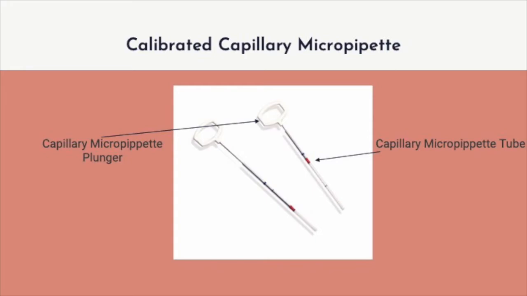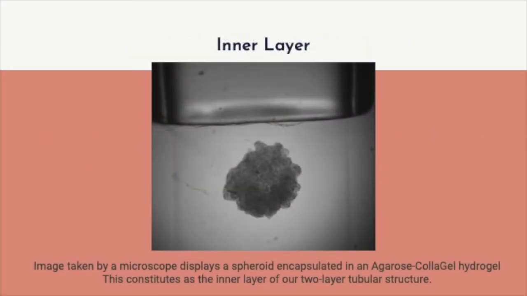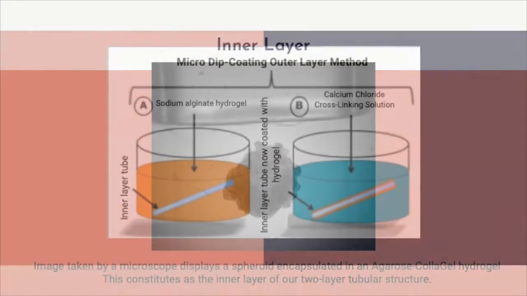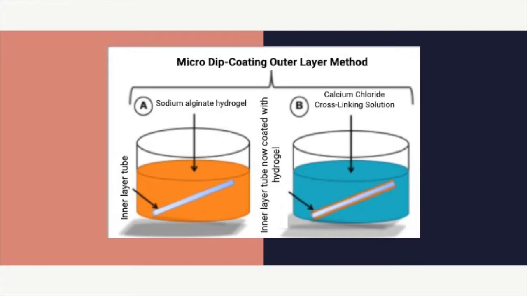Therefore, the inner layer is created by utilizing this capillary micropipette. Once a homogeneous solution of both the collagen, agarose hydrogels, and MCF7 tumor spheroids are combined and created, using this micropipette, the spheroid which is now encased in this hydrogel solution is collected, forming a tubular structure. Here's an example of a spheroid encapsulated in this agarose collagen hydrogel, which represents our inner layer. The methodology behind our outer layer is a micro-dip coating method, where the tube created for the inner layer is submerged in a sodium alginate hydrogel solution to coat the inner layer, which is then placed in a calcium chloride solution to cross-link the structure created.